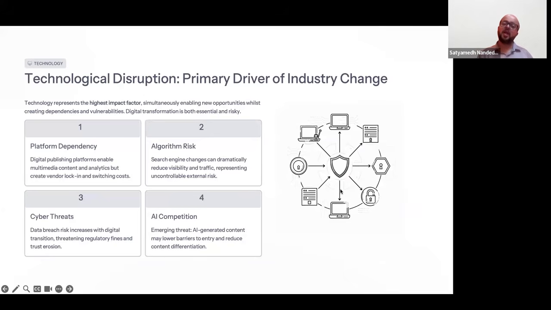In terms of technology, which in the digital market will become the primary driver of industry change, there are four aspects that you need to be aware of. What are these four aspects? First is platform dependency. While technology is welcome, you are dependent on a platform created by a third party. That platform can crash at any time. Plus, if you are shifting to another vendor, you will have to incur costs all over again. Then there is algorithm risk. I think we have been discussing it from the first analysis today.